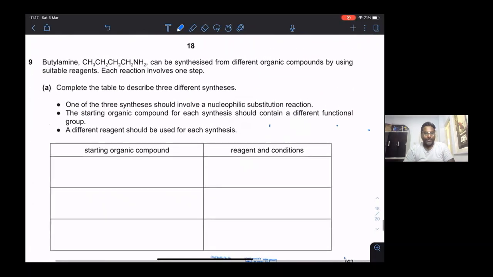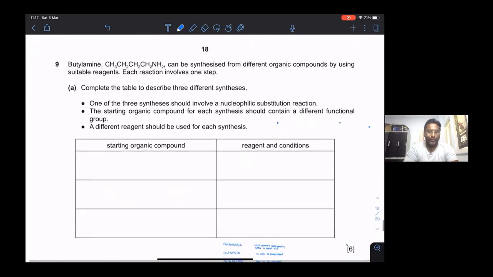Yeah. So the next question, butylamine can be synthesized from different organic compounds by using suitable reagents. And each of the reactions involves one step. Okay, complete the table to describe 3 different syntheses. Yeah. So it's going to be 3 different syntheses and 1 step reaction. So don't get confused that you can actually use 3 steps to achieve this. Yeah, that is wrong. I think the question means that they want 3 different methods to synthesize this butylamine.